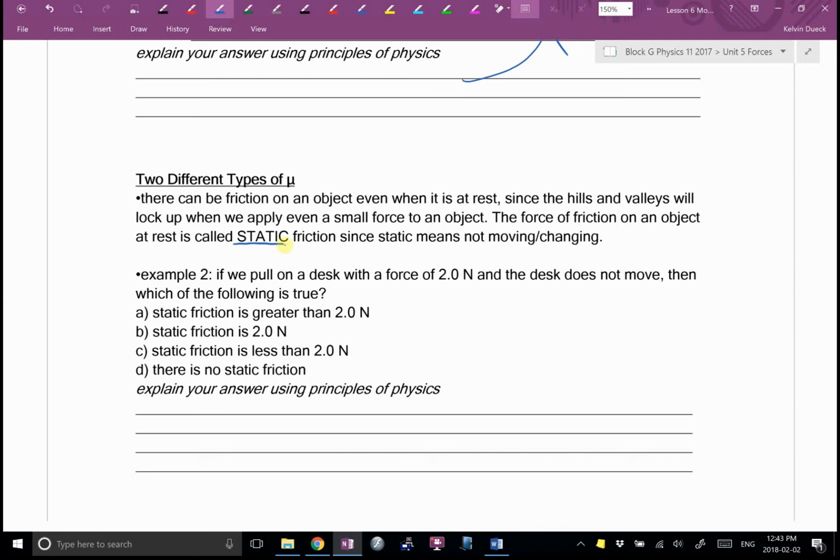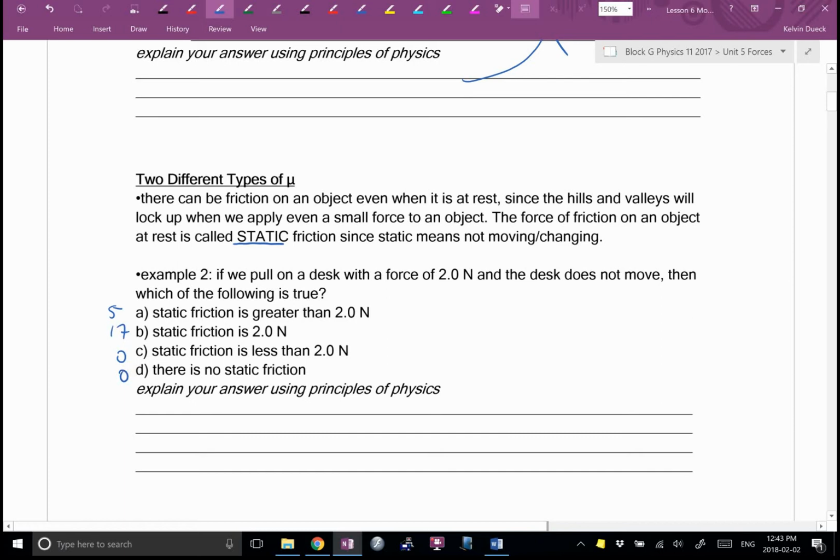If I pull on my desk with exactly 2 newtons and it does not move, who says A, static friction is clearly bigger than 2 newtons because it's not moving? A, 1, 2, 3, 4, 5. Okay. Who says B, static friction is exactly 2 newtons? B, 1, 2, 3, 4, 5, 6, 7, 8, 9, 10, 11, 12, 13, 14, 15, 16, 17. Who says C? Who says D?